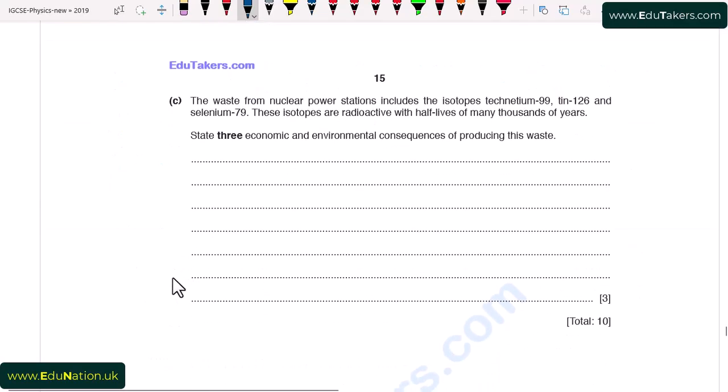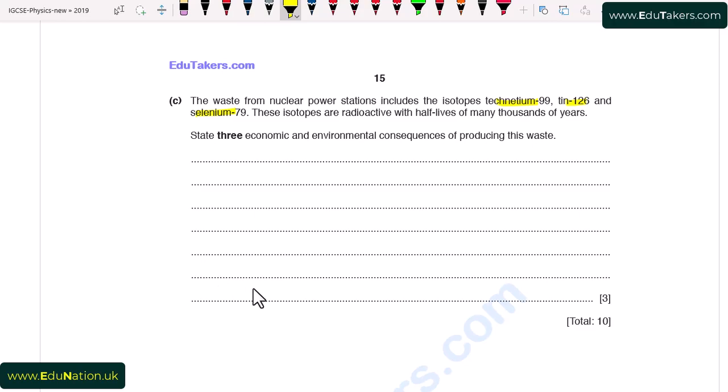Next, part C. The waste from a nuclear power station includes the isotopes technetium-99, tin-126 and selenium-79. These isotopes are radioactive with half-lives of many thousands of years. State the economic and environmental consequences of producing this waste. So all of these elements are radioactive and it is very dangerous to humans and our environment. That's why we must be very careful while dealing with all of these. So they must be stored with shielding.